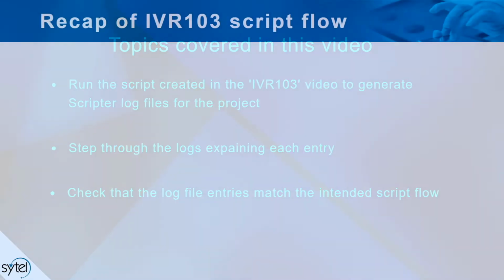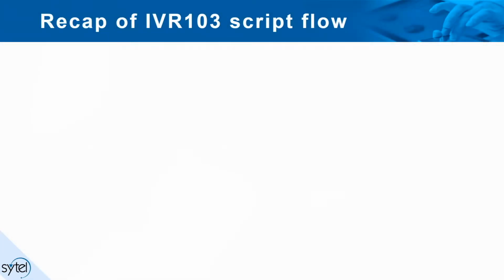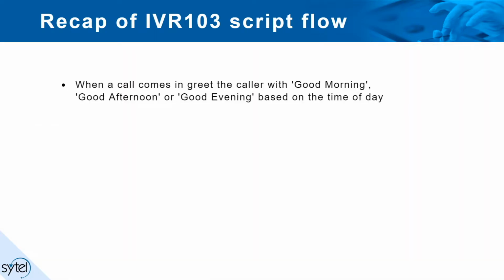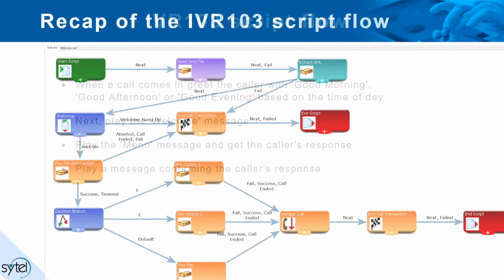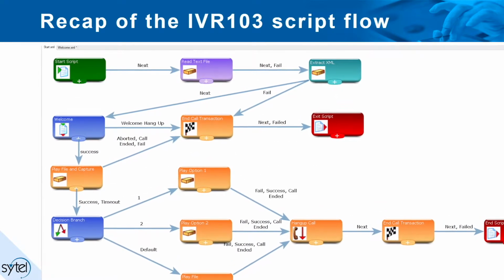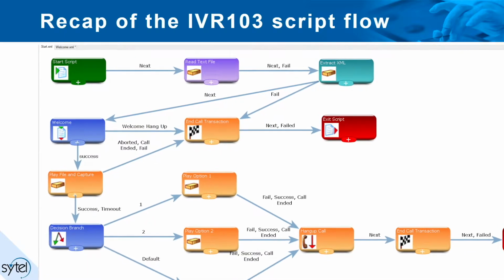Let's remind ourselves of the design spec for the IVR 103 script. In this script, we greet the caller with good morning, good afternoon, or good evening, depending on the time of day. Then we play a welcome message, followed by the menu message, for example, enter 1 for sales, 2 for service. We then play a message confirming the caller's response and end the call. We'll relate the log file entries to the script design we created in Scripter Designer.